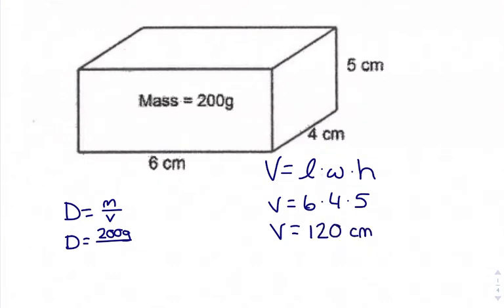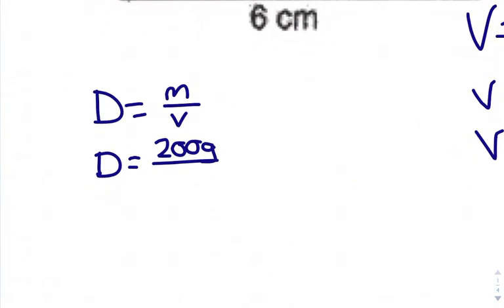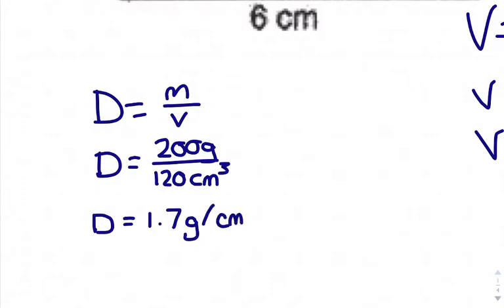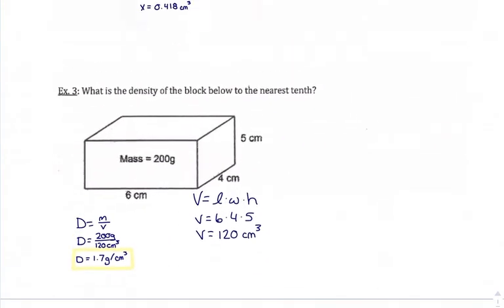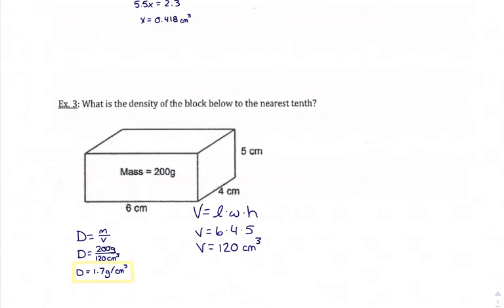And then my units would be cubic centimeters. Now I can take that 120 and plug it into my density formula, and you're going to do 200 divided by 120 in your calculator, and you're going to get 1.7 grams over cubic centimeters. Sometimes you're going to have to find your volume, sometimes your mass, other times your density. So you can use this formula to solve for any of those three.